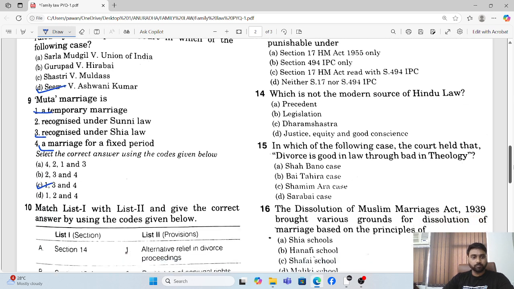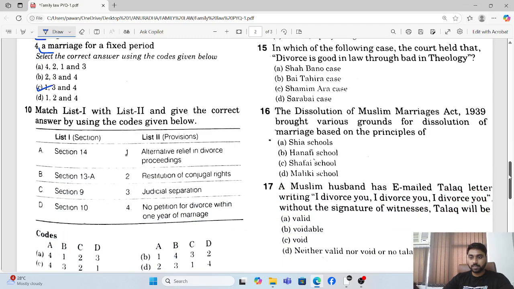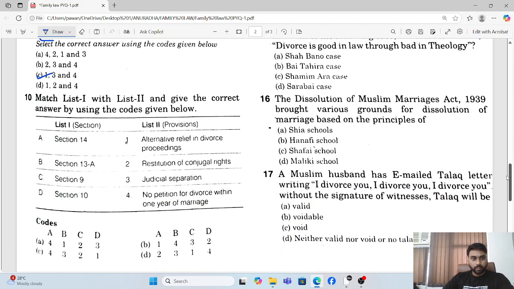Clear? Now we come to question 10. Again match the following. I think these are Hindu Marriage Act sections which we need to match. The first is 14. Section 14 is about no petition of divorce within 1 year of marriage. Section 13A is about alternative proceedings. Section 9 is RCR, restitution of conjugal rights, and 10 is about judicial separation. So the answer is 4, 1, 2, 3. 4, 1, 2, 3 is A.